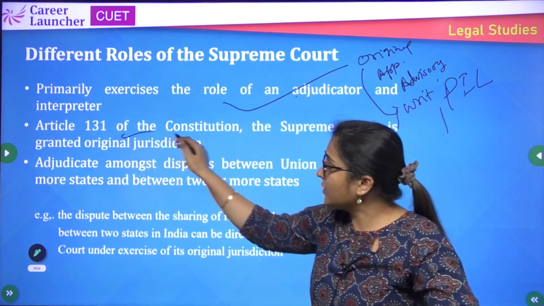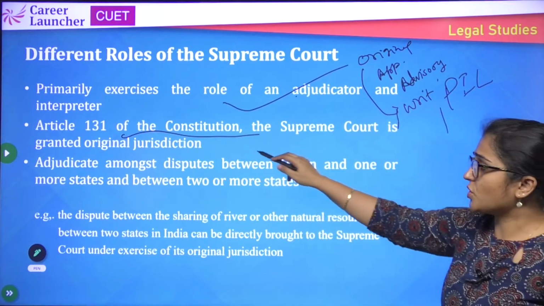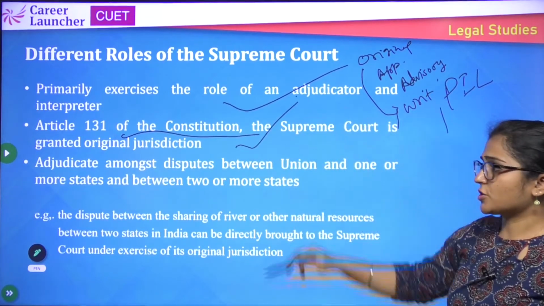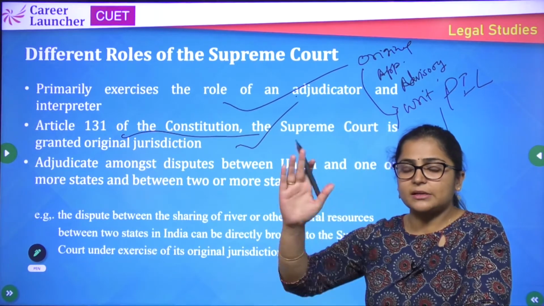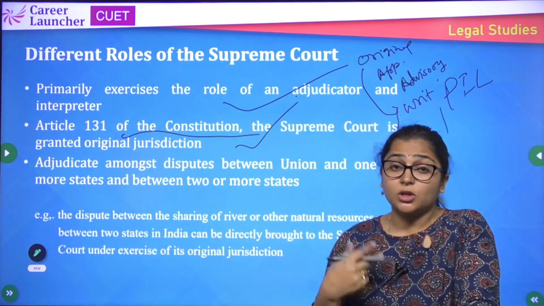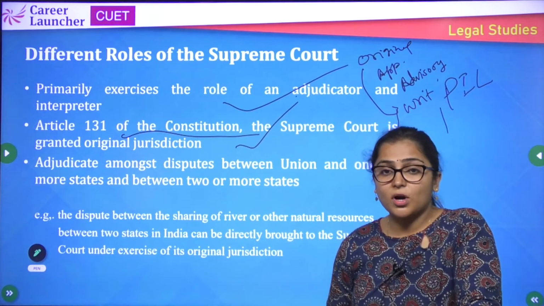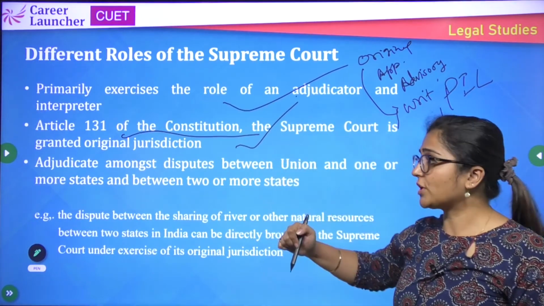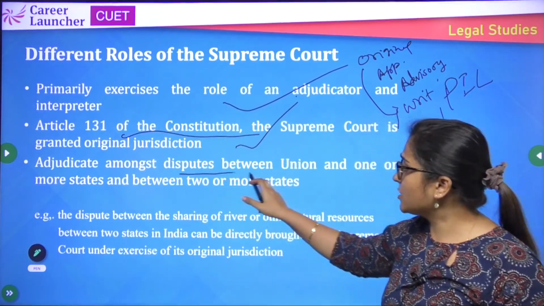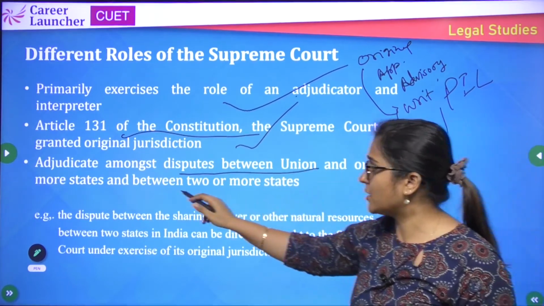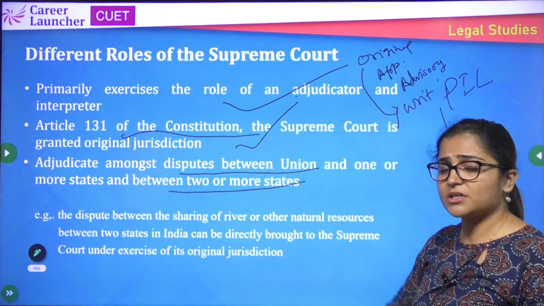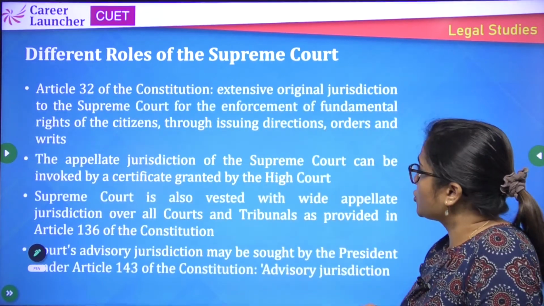Then under Article 131 of the Constitution, Supreme Court has original jurisdiction. Original jurisdiction means that if there is a dispute between the Centre and a State, or between two States, who will decide it? So Supreme Court is there. Then it adjudicates disputes between the Union and a State, or between two or more States. This is what is under original jurisdiction.